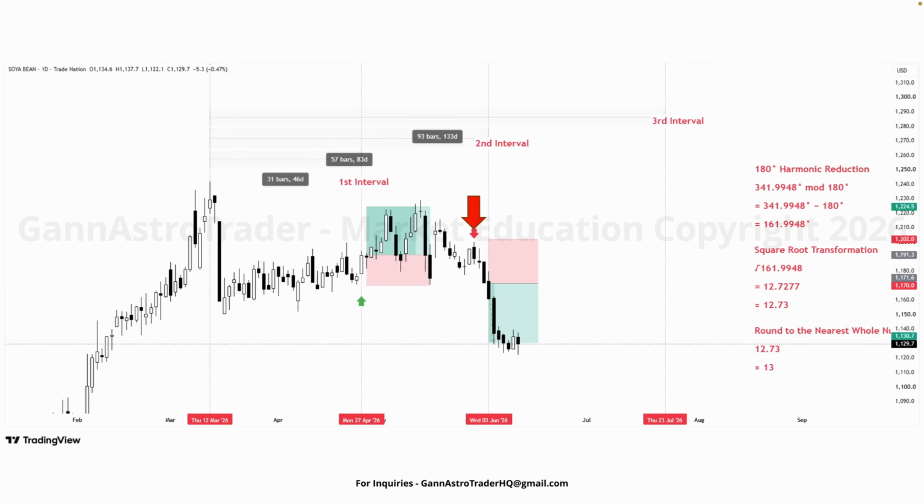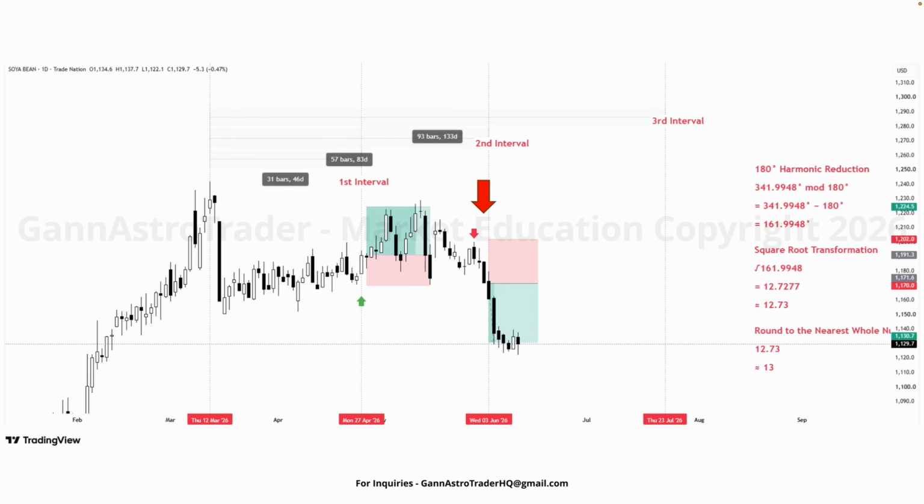As soybean approaches the second projected interval, bearish pressure begins appearing within the market. Once again, the interval itself does not create the reversal. Instead, it identifies the period where price becomes highly sensitive to existing market forces. After confirmation appears through price action, the market transitions into a sustained bearish movement. The bearish decline continues developing after the second harmonic interval, providing another successful example of harmonic timing.